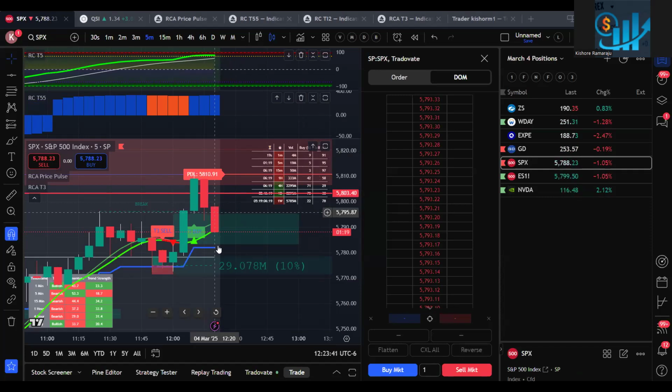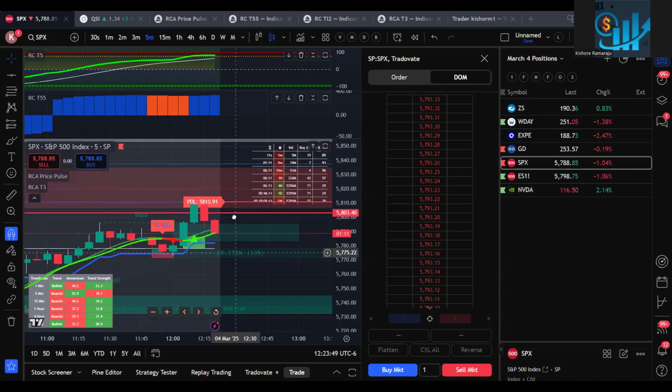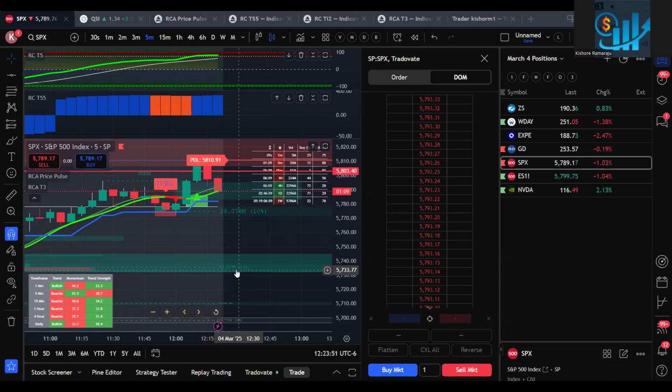So if price comes here and then starts bouncing again, then we can enter bull puts one more time. But in case it breaks this, then we can enter the bear call spreads. If it breaks this, it may come all the way down again.